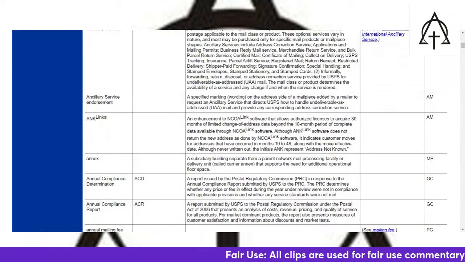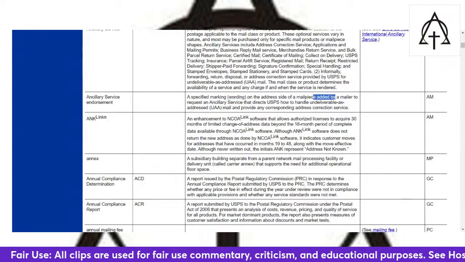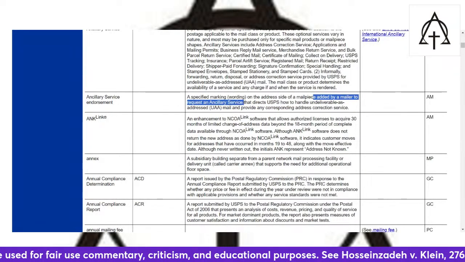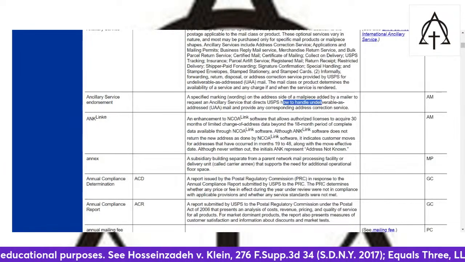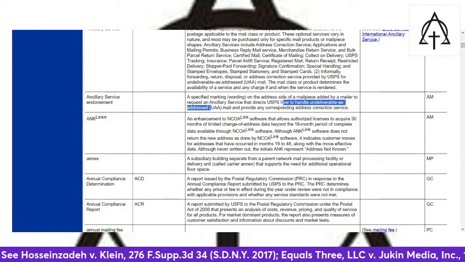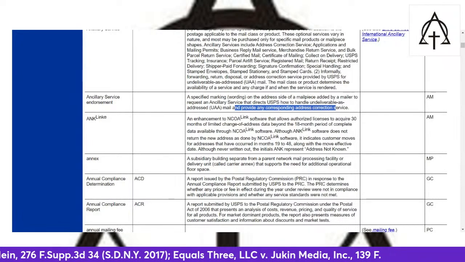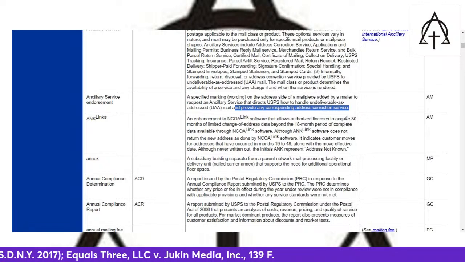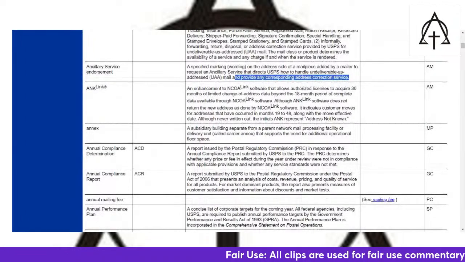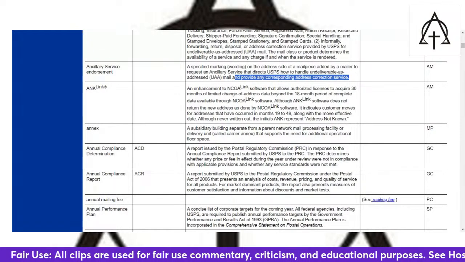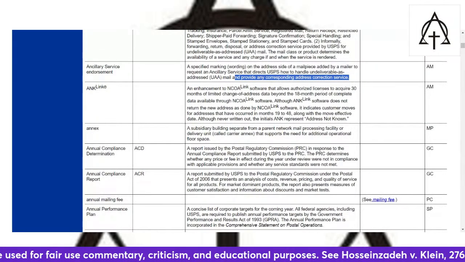Ancillary service endorsement, a specified marking, wording on the address side of a mail piece added by a mailer to request an ancillary service that directs UPS or USPS how to handle undeliverable as addressed and provide any corresponding address correction service. You have to give them the information and the knowledge of a foreign address by expressing it outside of their national address formats.